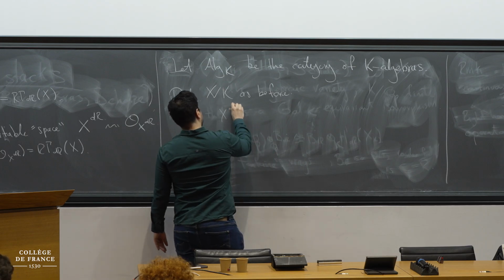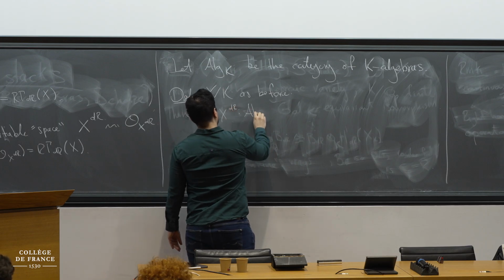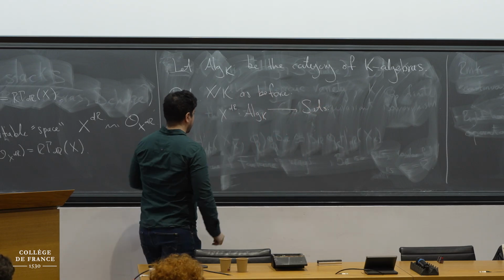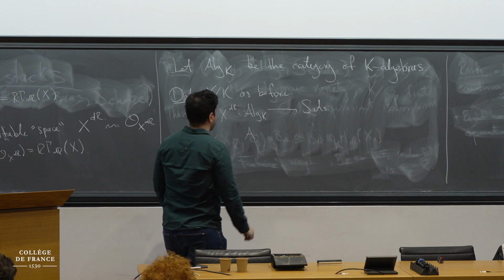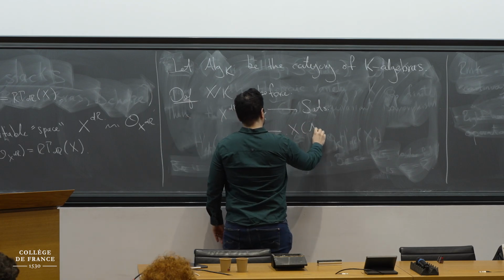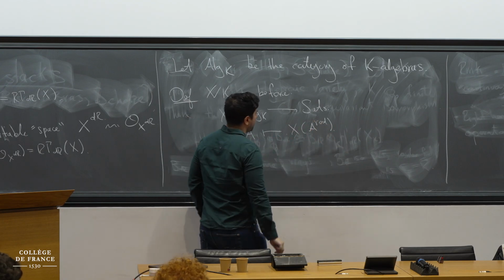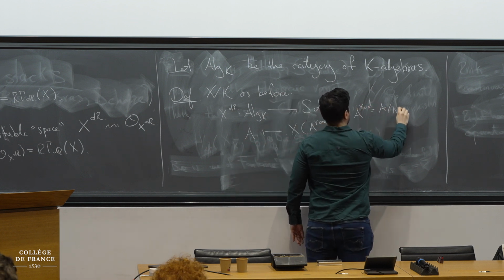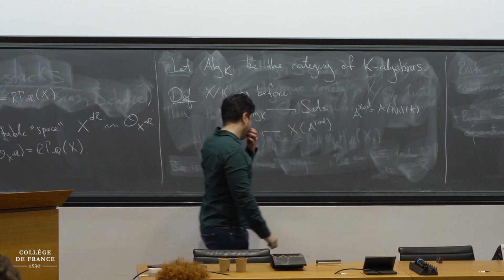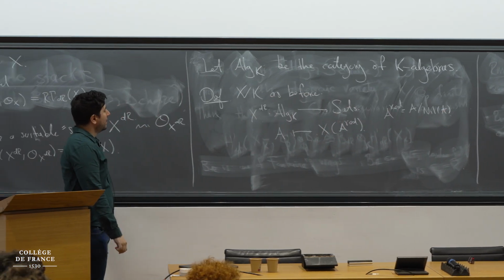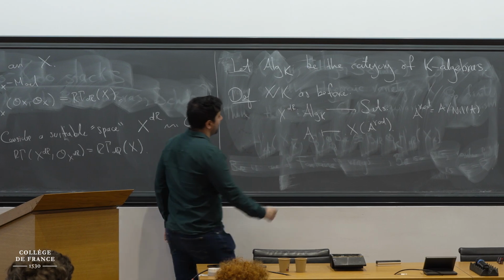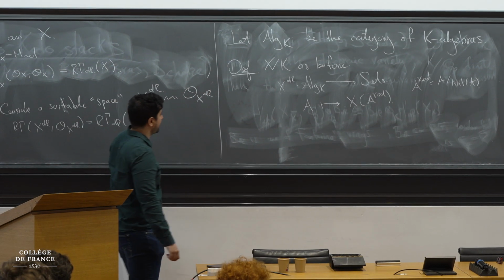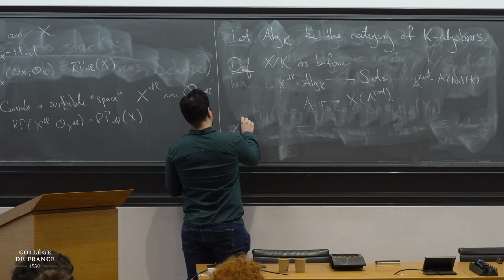Then X de Rham is a functor from K-algebras to sets, that sends a K-algebra A to the points of X evaluated in the reduction of A, where this thing is nothing but A modulo the nilpotents, when the power goes to 0. Right. So you get this definition. Maybe you should think of this more geometrically as an étale sheaf. So this one is an étale sheaf.